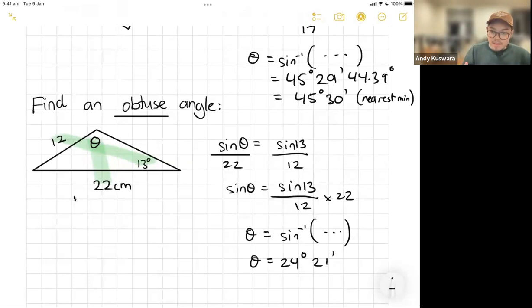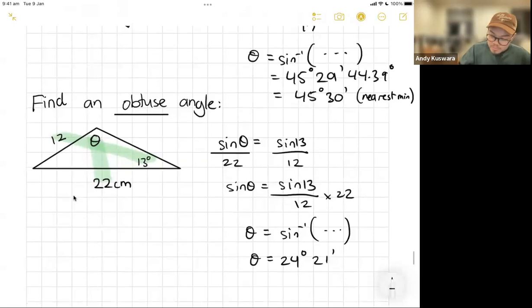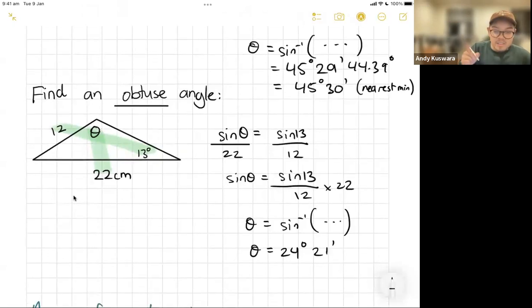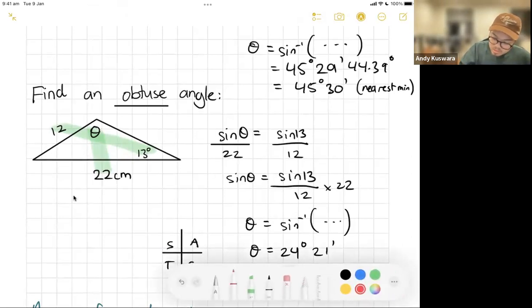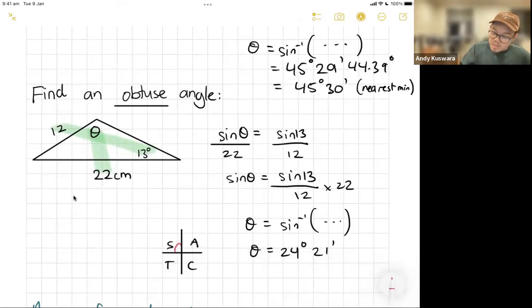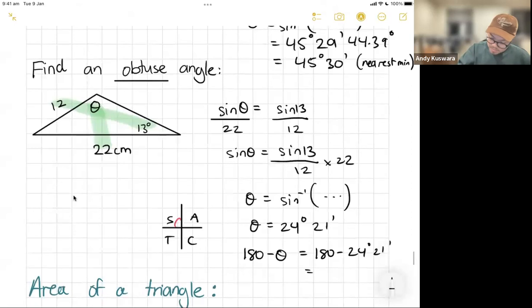Okay. Now that there, 24 degrees, is not an obtuse angle, but this is the thing about sine. What do we know about sine in the second quadrant? Because obtuse angles mean they're in between 90 and 180. We know that sine is also positive. So in other words, I can do 180 minus theta, or in this case, it'll be 180 minus 24 degrees 21 minutes. And that's going to be 155 degrees and 39 minutes to the nearest minute. Okay, hope that makes sense.